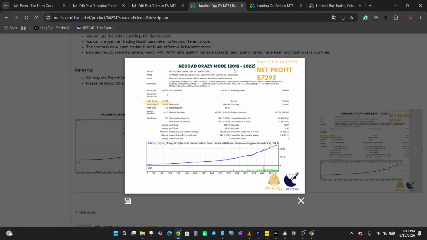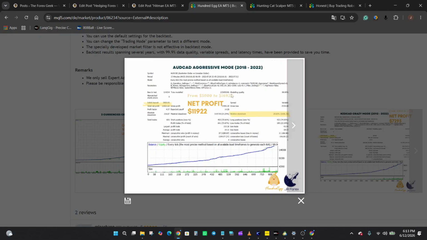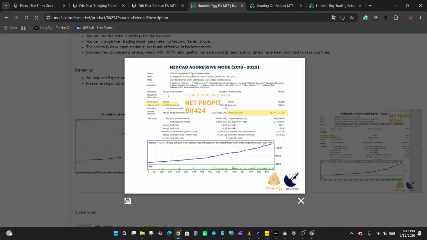NZD crazy mode 2012 to 2022. Net profit 7,295 from an initial deposit of $300. And here we are seeing initial deposit $300, AUD crazy mode, net profit 3,954. And then AUD aggressive mode 2018 to 2022, net profit 11,922 from an initial deposit of $5,000. And then here NZD aggressive mode 2018 to 2022, net profit 11,424 with a $5,000 deposit.